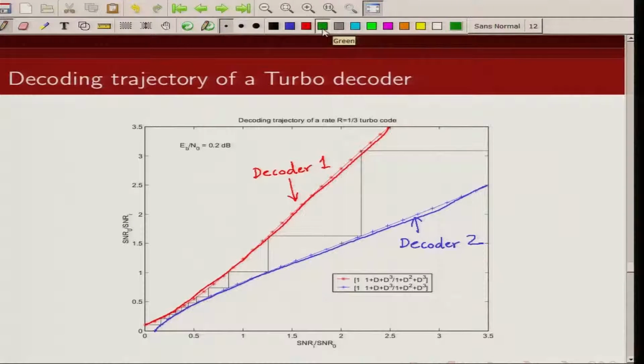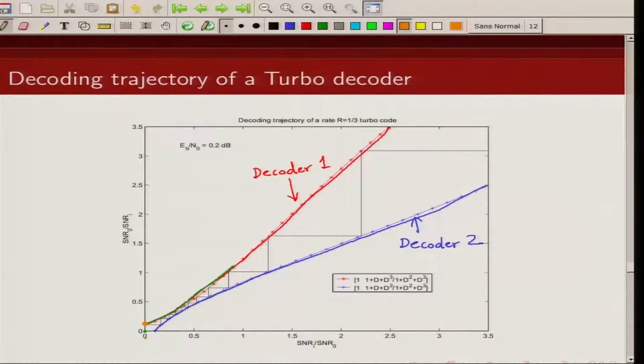So, how do I start? Initially I will look at the transfer characteristics of the first decoder. This is where I will look. Initially I do not have any a priori knowledge, so I will start from this point and look at this curve. This is my extrinsic SNR corresponding to 0 input.